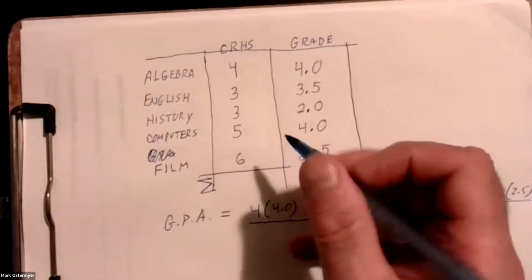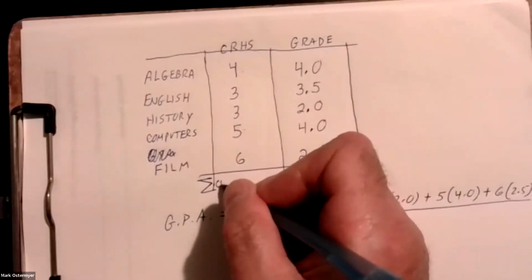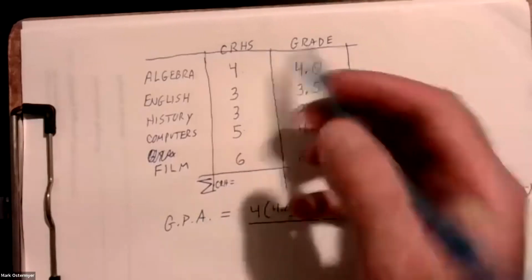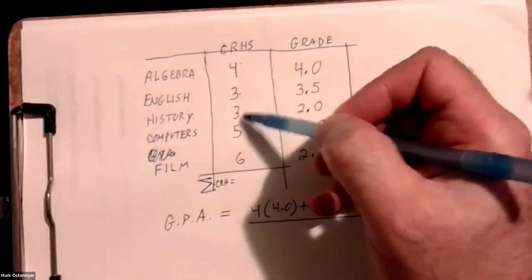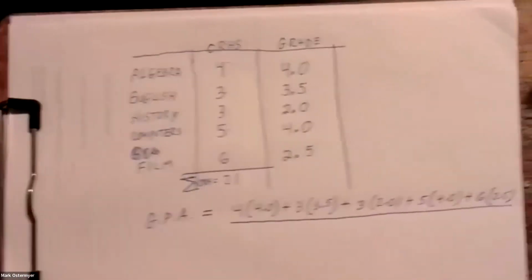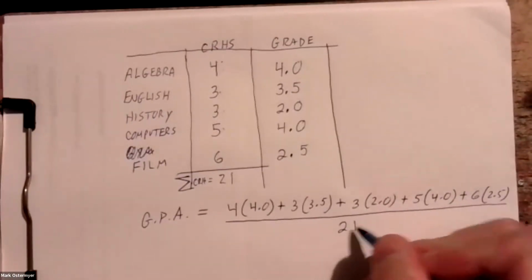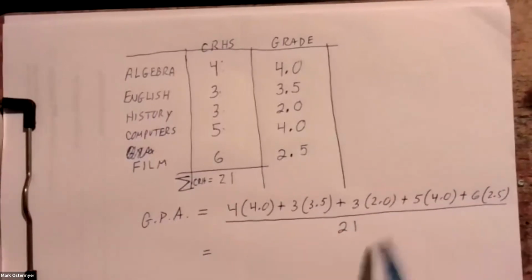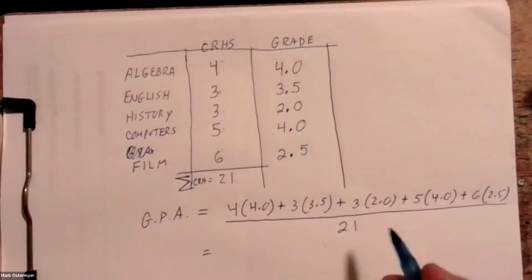So what would be the sum of the credit hours here? 7, 10, 15, 21. 21 credit hours. That was a busy semester. 21 credit hours. All right. Now we got to get on our calculator and dial this up, ladies and gentlemen, and you will have the GPA for that particular term, the grade point average.